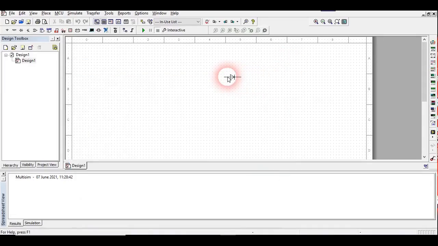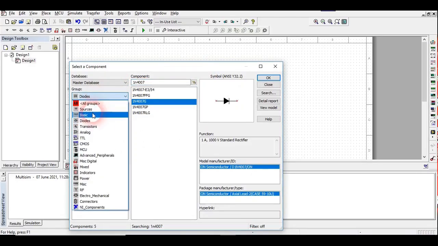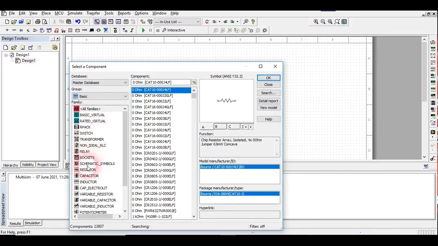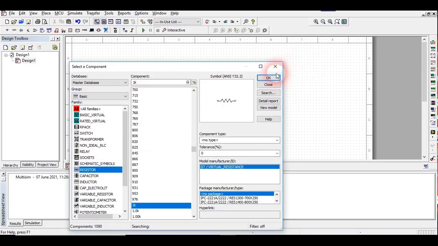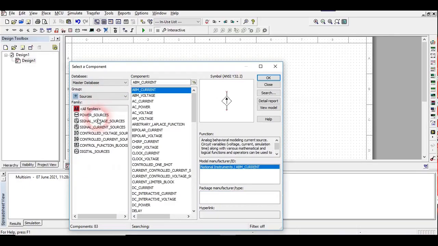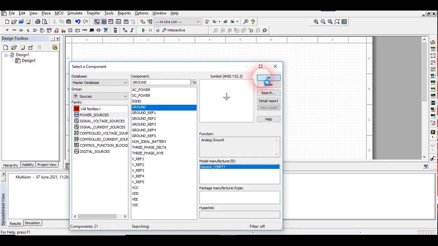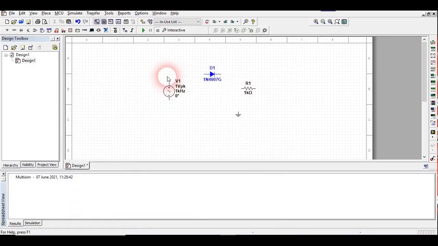Now I am going to choose a resistance here. Take it to be 1 kilo ohm, a simple resistance. Now from the source I am going to choose an AC voltage source. This one is my AC voltage source, and I am also going to choose a ground here. Fine, so we have chosen the components, and I am going to join them now.